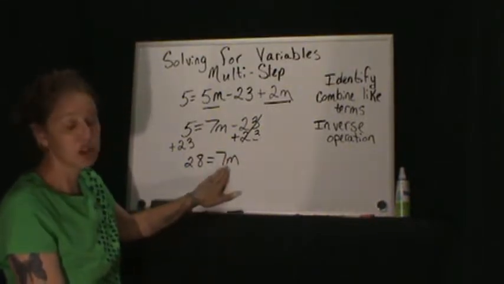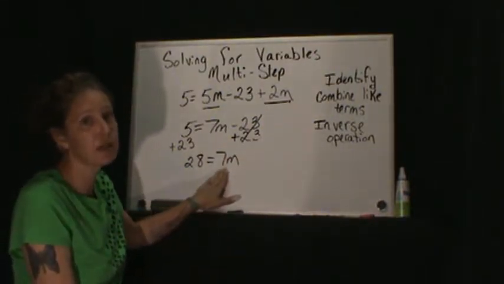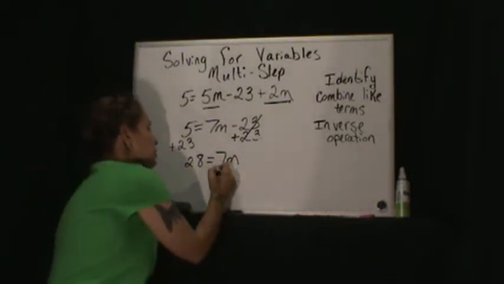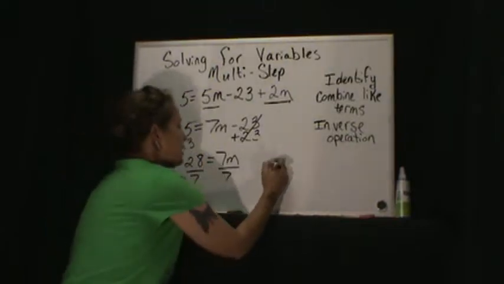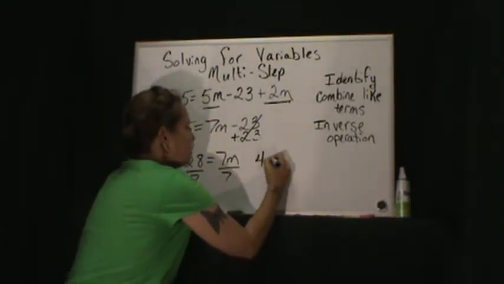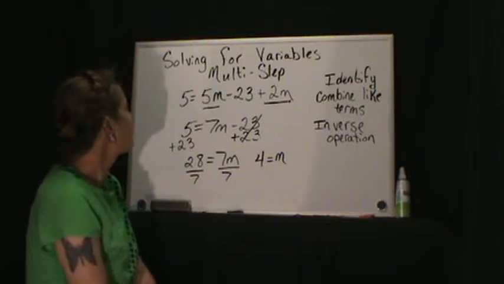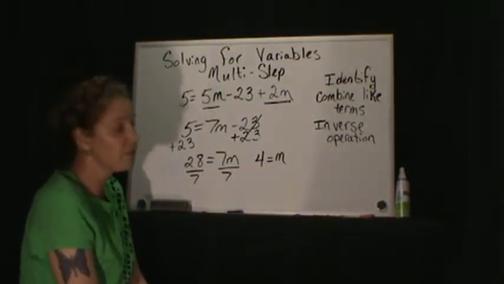And now we're left with multiplication, and the inverse of multiplication is division. So we're going to divide both sides by 7. 28 divided by 7 is 4. And then we're going to check our answer and make sure it's right.